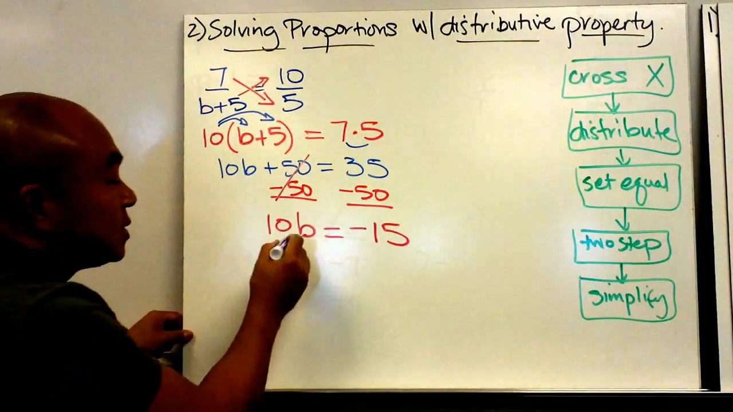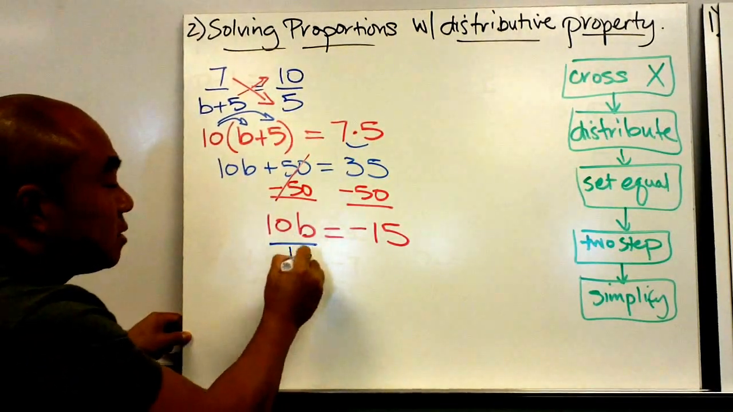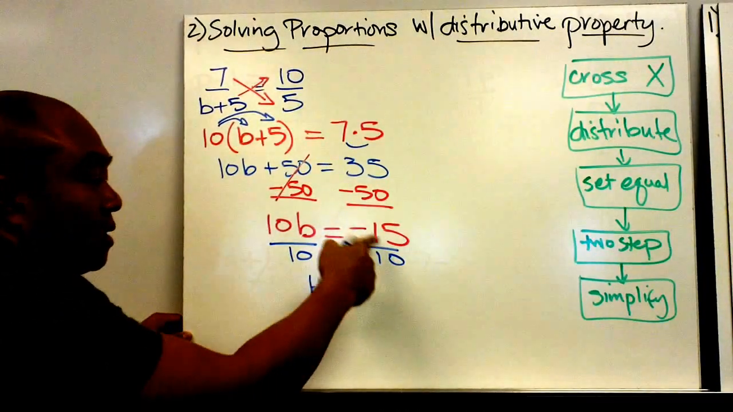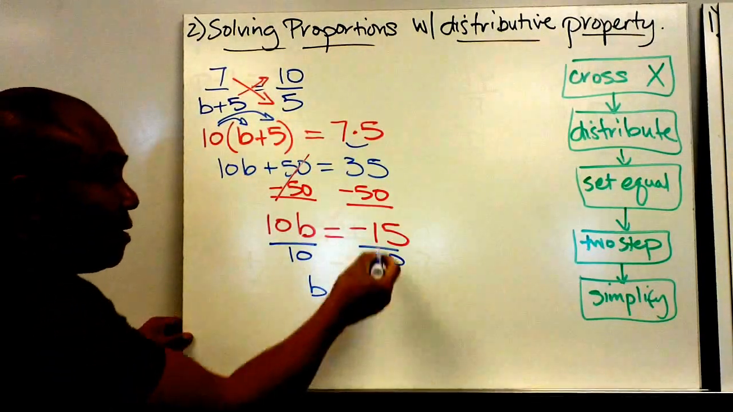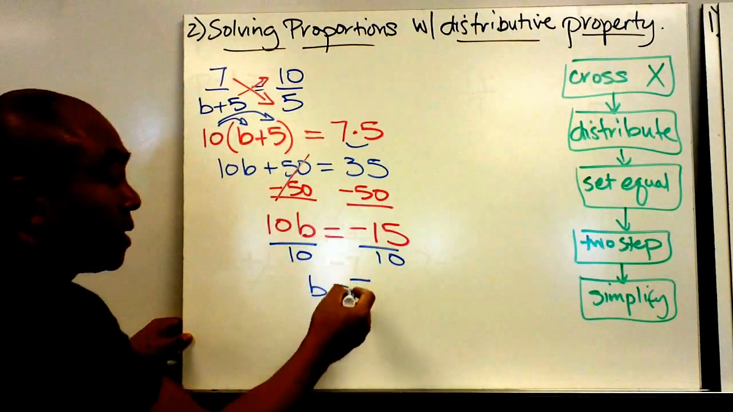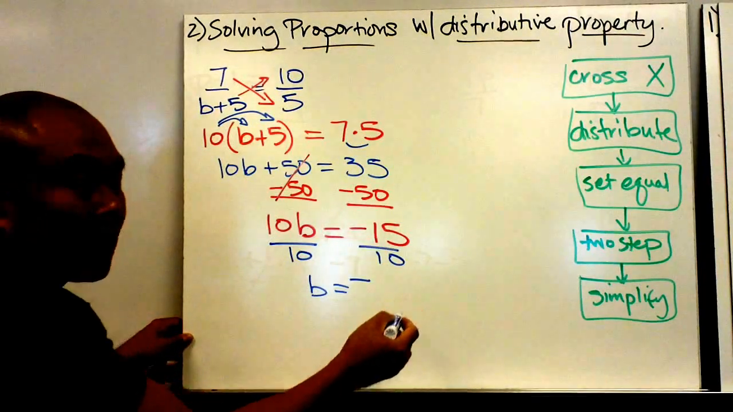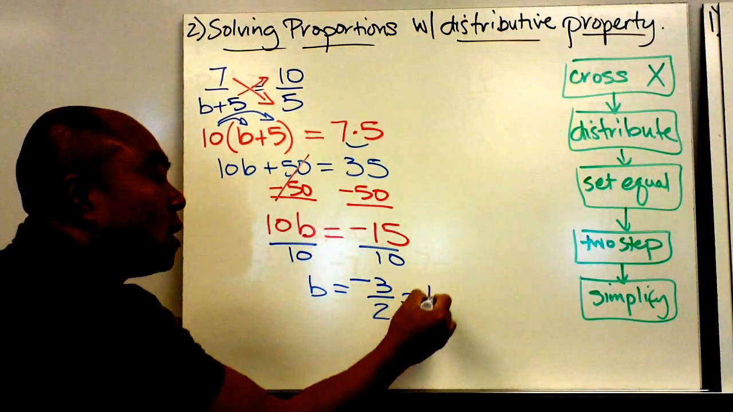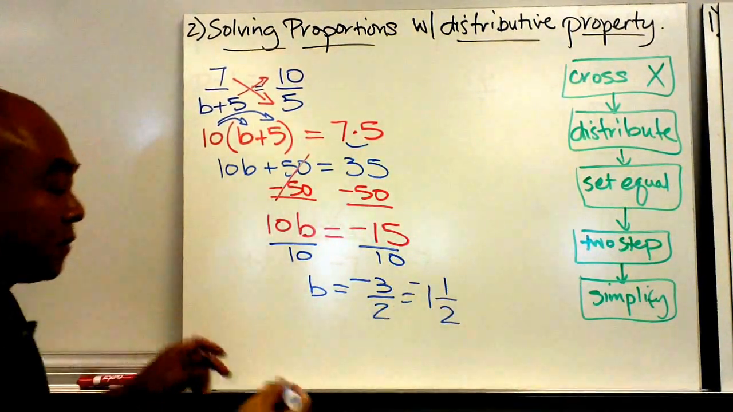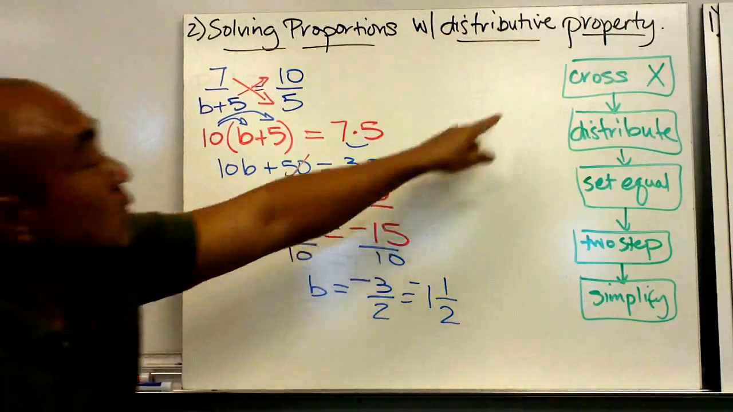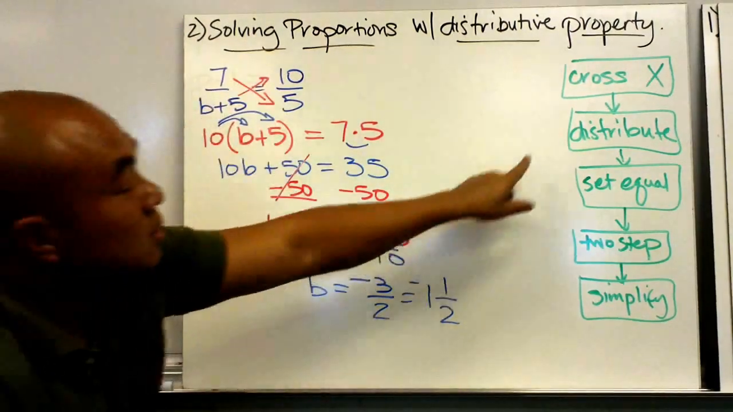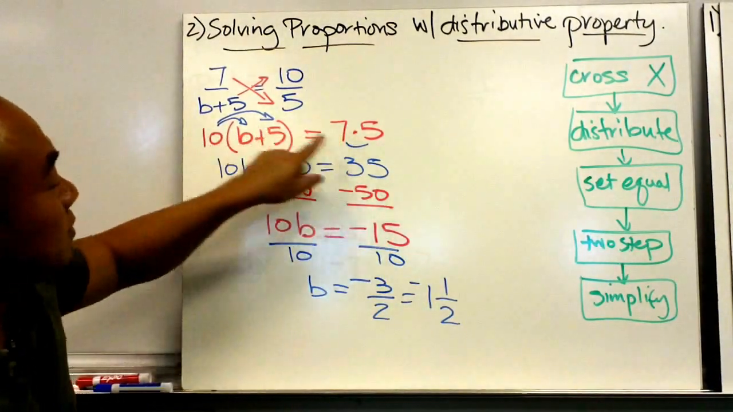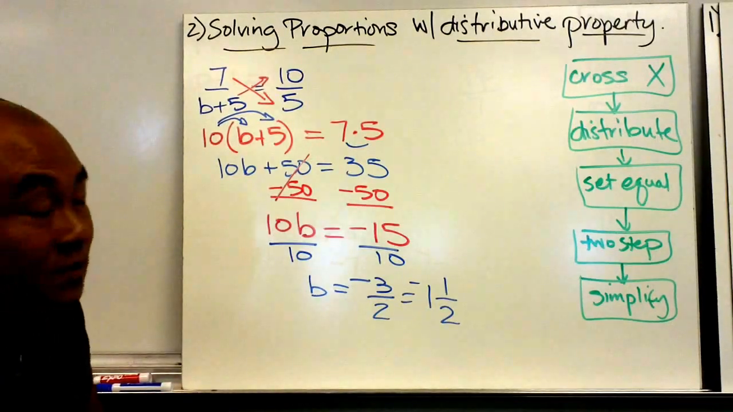So now to undo this, that's multiplication, so I'm going to divide by 10 on both sides, and I now have b is equal to negative 15 over 10. We can go ahead and simplify. If I simplify that, that's going to keep on giving me a negative. Divide top and bottom by 5, I'll have 3 over 2, or the same as 1 and 1/2. Don't forget that negative. Alright, so once again, cross multiply, distribute whatever that you need to distribute, make sure that they are set equal, and then finish up with your two steps or your one-step equation.